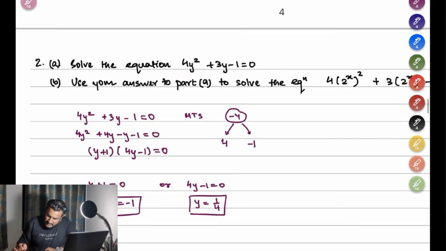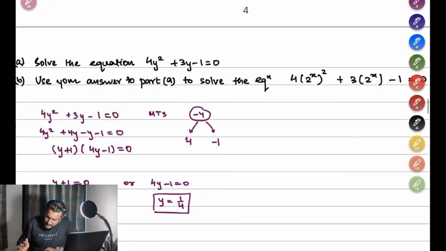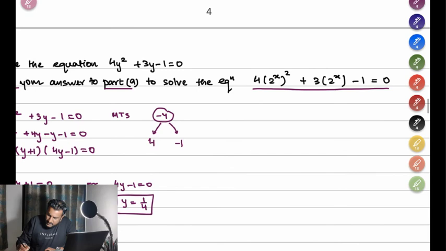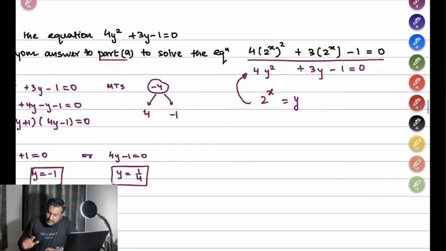Okay, now let's look at the second part. Use your answer in part A. See, these are the keywords. Use your answer in part A to solve this equation. Now if you compare the equation carefully, this is more or less the same as 4y² + 3y - 1 = 0. Yes or no? Because if you consider 2 to the power x as your y, this becomes the same equation, and we know the possible values of y that we got over here.